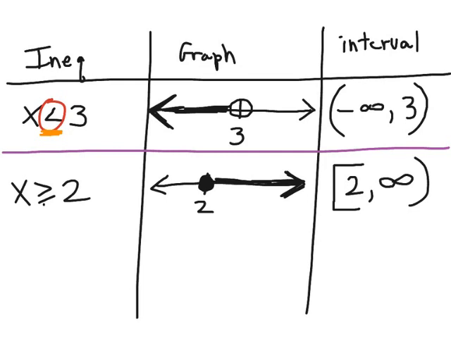If you have just a less than sign or just a greater than sign on your graph, you're going to get an open circle. On your interval, you're going to get a round bracket. When you have the equal to sign, as we do in the second example, you're going to get a solid dot and you're going to get a square bracket.